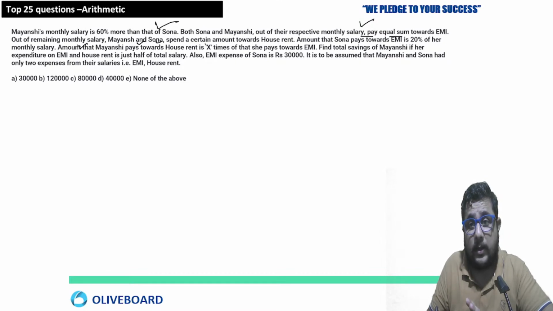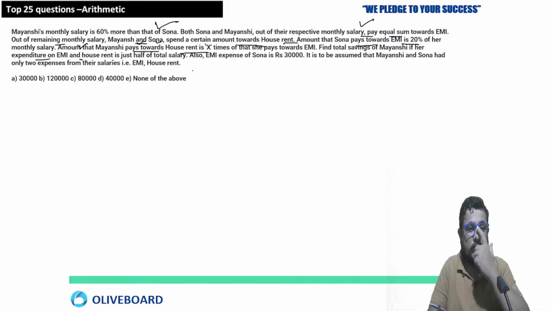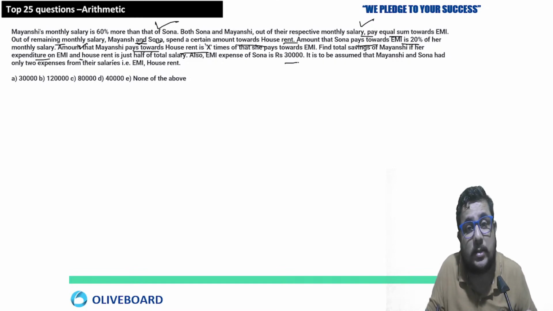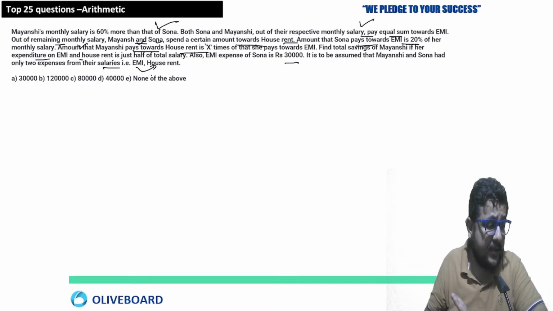Equal sum. So this is also based on expenditure. So pay equal sum towards EMI. Out of the remaining monthly salary, Mayanshi and Sona spend a certain amount towards house rent. Amount that Sona pays towards EMI is 20% of her monthly salary. Amount that Mayanshi pays towards house rent is X times of that she pays towards EMI. Find total savings of Mayanshi if her expenditure on EMI and house rent is just half of the total salary. Also, EMI expense of Sona is 30,000. It is to be assumed that Mayanshi and Sona had only two expenses from their salaries, EMI and house rent. So this is a lengthier one, right?